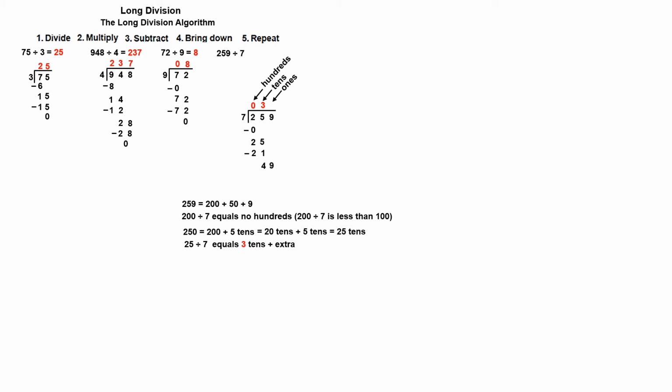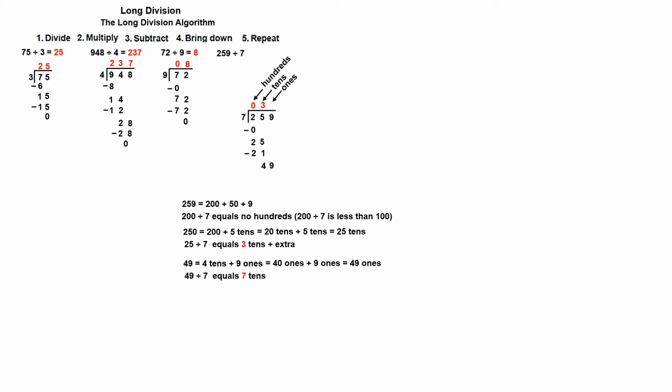49 is the same as 4 tens plus 9 ones, and 4 tens plus 9 ones is the same as 40 ones plus 9 ones. And 40 ones plus 9 ones equals 49 ones. Dividing 49 ones by 7, we get 7 ones and nothing is left over. We put that 7 ones right above the 9 ones.